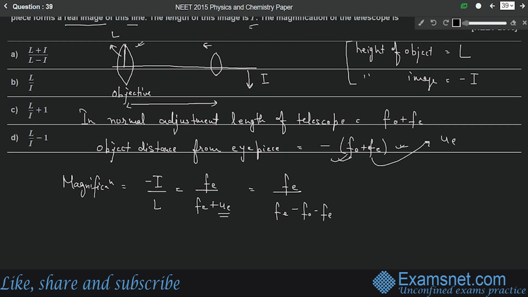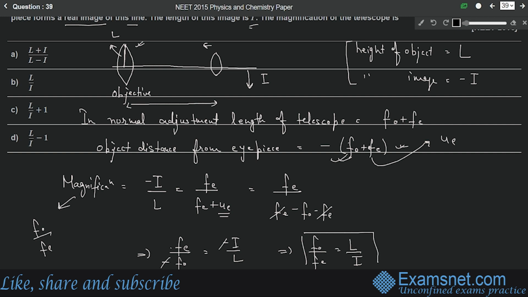So if we solve this, FE will be cancelled. So what will be left? We have FE upon minus FO equals to minus I by L. So minus sign is on both the sides, it can be cancelled. FE upon FO is equal to I by L. But we have to find the magnification of the telescope, and magnification of the telescope is equal to FO upon FE. So what will be the value of FO upon FE? That will be equal to L by I. Okay, so L by I, option number B will be the correct answer.